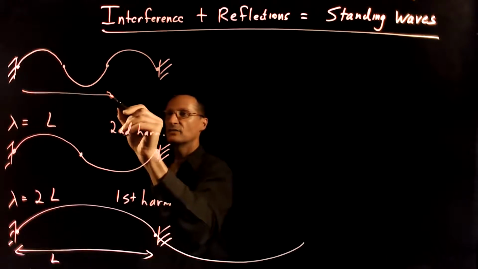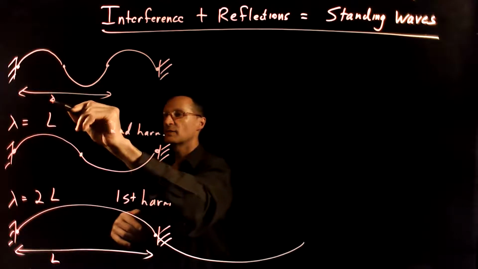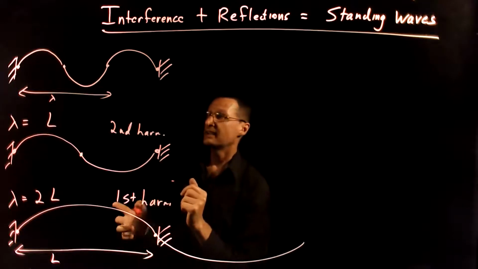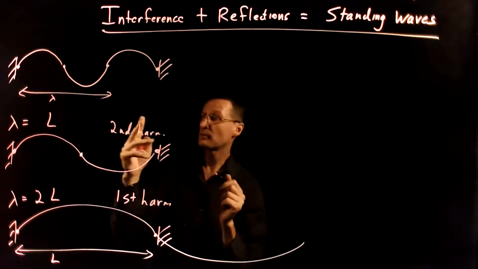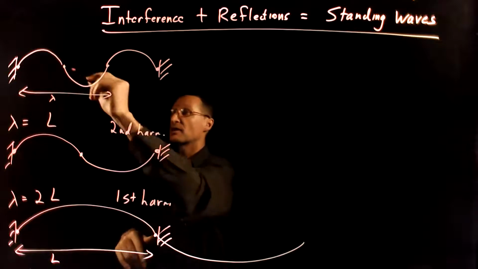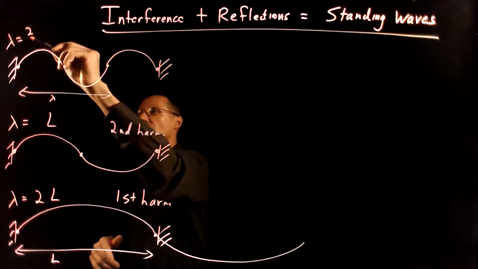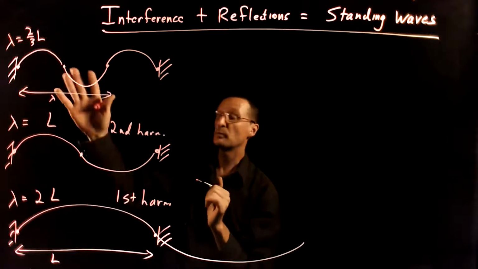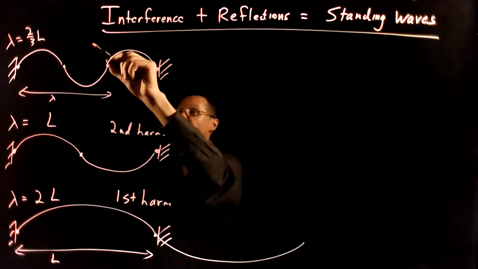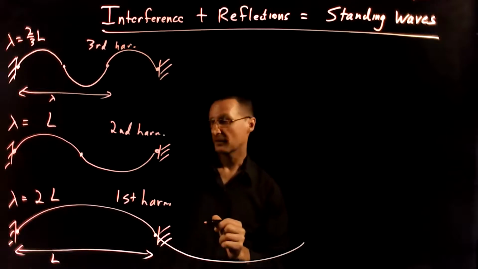But in this case, for one wavelength, I just need one crest and one trough. So this is actually one wavelength. You can think of this as being divided into 3 different parts, and I just need 2 of those parts to make a full wavelength. And so 2/3 the length of the whole string will be one wavelength. This is, of course, the third harmonic, and so on and so forth.